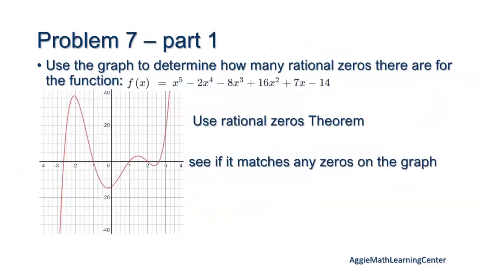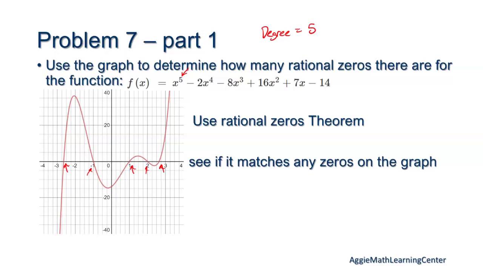So, problem 7. We're going to use the graph to determine how many rational zeros there are for the function. So first of all, we're going to note we have this function here, and the degree of the polynomial is 5, which means that we're going to have 5 zeros. So we have one here, one here, one here, one here, one here, right? 1, 2, 3, 4, 5. So that matches up with that.